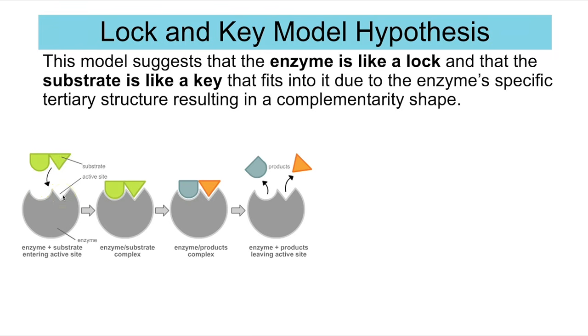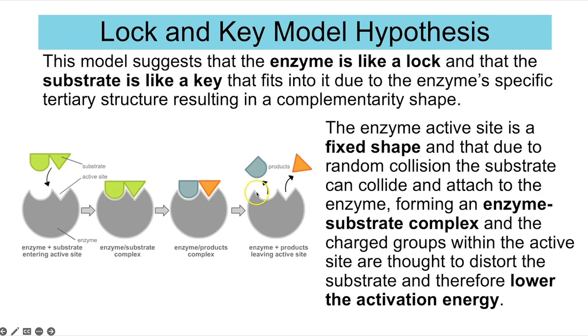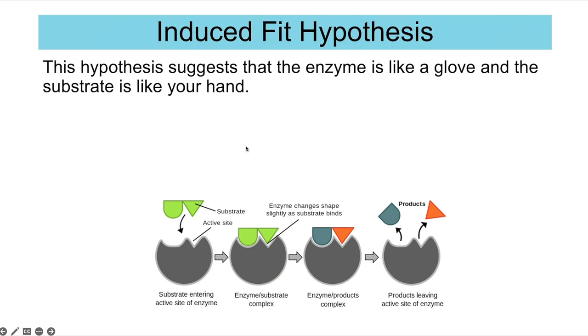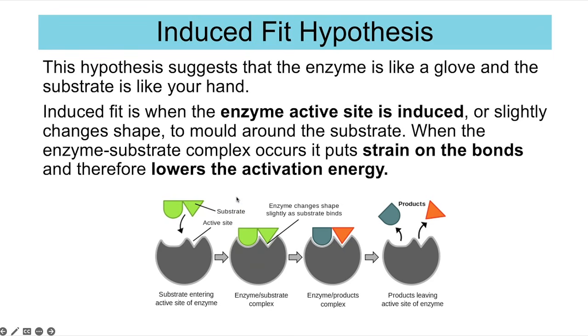So they fit together, and you create an enzyme substrate complex, and that will then result in the distortion of the substrate, lowering the activation energy. Now, they'll only bind together because of random collisions. The difference between this and the induced fit model is, in this instance, it's more like the analogy that the enzyme is like a glove and the substrate is like your hand. So that means that they're not perfectly complementary to start with, but as soon as they bind together, like your hand going into the glove, they then become perfectly complementary.